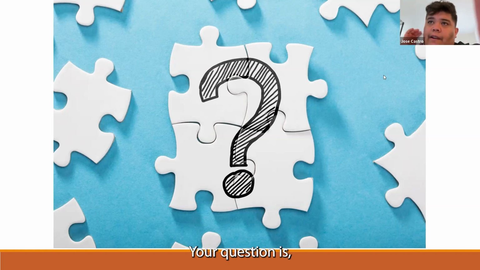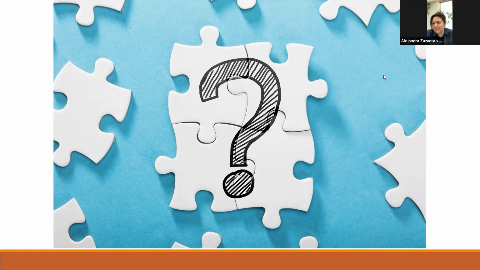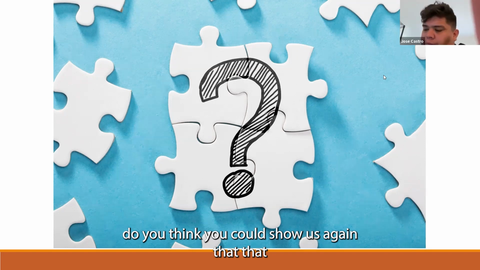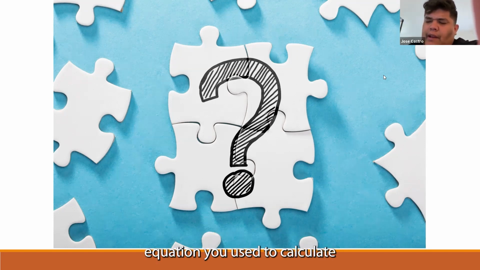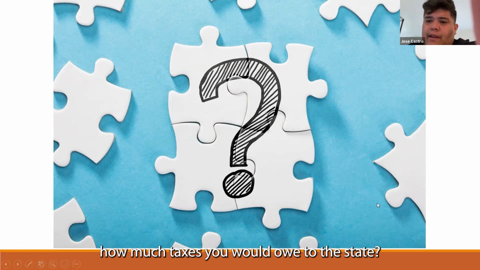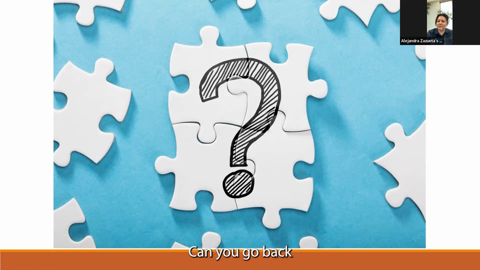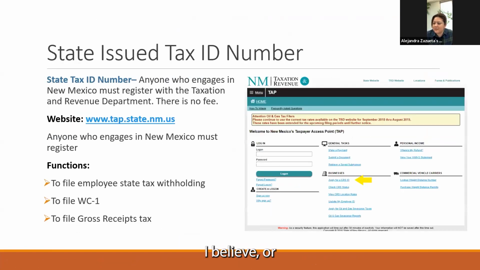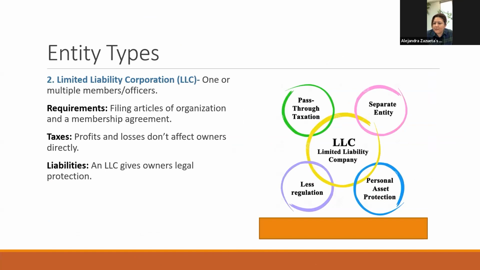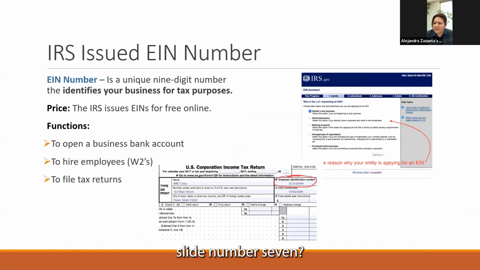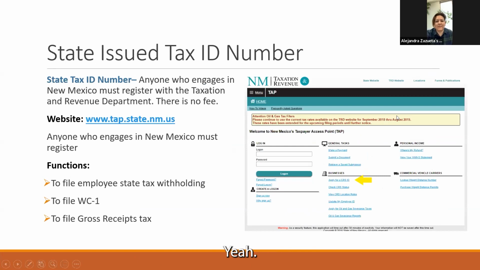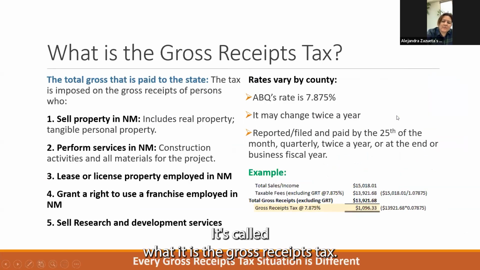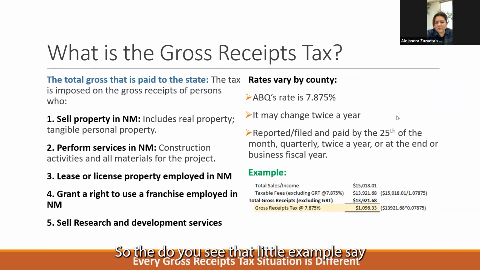Yeah, one question, Alejandra. It's Jose. Do you think you could show us again that equation you used to calculate how much taxes you would owe to the state? Yeah. Can you go back, Emma, please, to slide number 9, I believe, or slide number 7. Yeah. It's called "What is the gross receipts tax?" Okay. So do you see the little example, Jose?